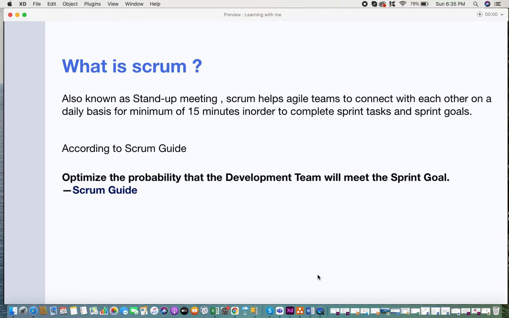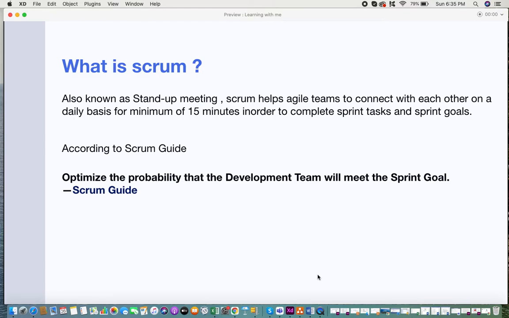Most of us would have already been working in a Scrum environment, but here is a little information on Scrum. So Scrum is also known as a stand-up meeting where Scrum helps agile teams to connect with each other on a daily basis for a minimum of 15 minutes in order to complete sprint tasks and sprint goals ultimately.